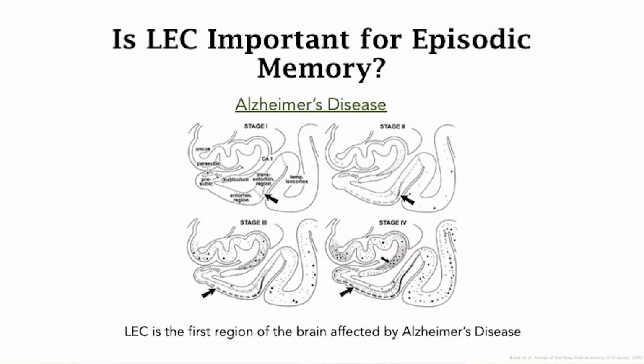But is MEC also important for other parts of associations that are important for episodic memory? And I'm interested in LEC due to its connections with Alzheimer's disease. LEC is the first region where neurofibrillary plaques and tangles associated with Alzheimer's disease develop. So as the disease progresses, these plaques and tangles develop first in the LEC and then spread to other areas of the brain. So we're very interested in this region because of its connections to Alzheimer's disease and dementia.